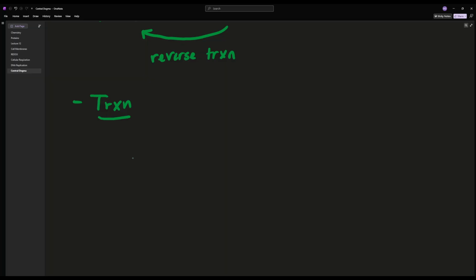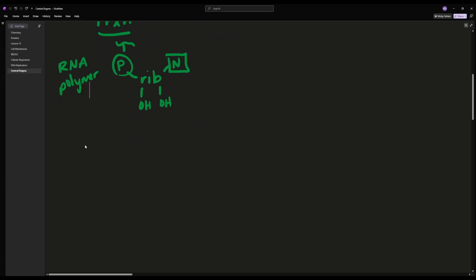So let's say we have some polymer of RNA. So this is our RNA polymer. Notice how the 2' hydroxyl has reemerged. This is not present in DNA.